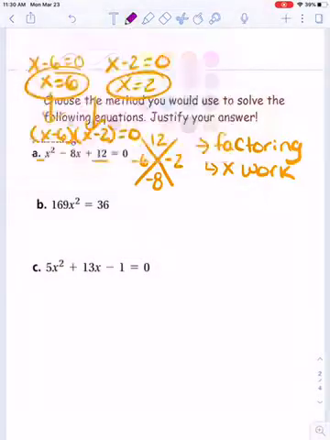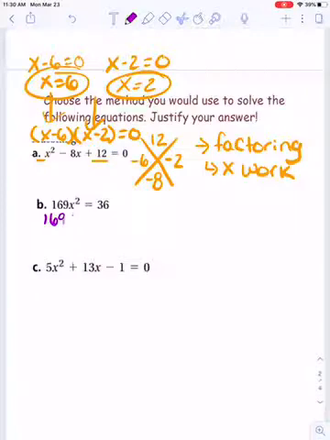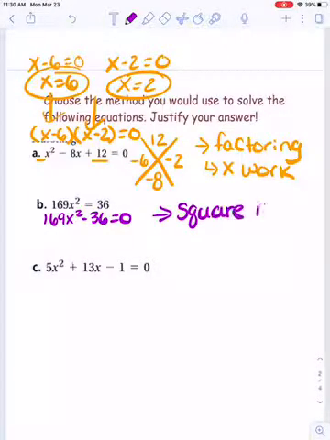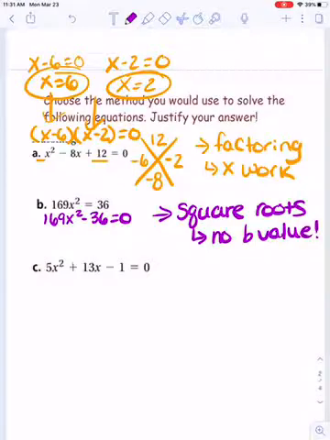On this next one here, well, if I wanted to, I could set it equal to 0. I'd have 169x squared minus 36 is equal to 0. And I would be thinking here, well, gosh, there's no b value, so I'm going to use square roots. Again, my reasoning, because there's no b value. Square roots.